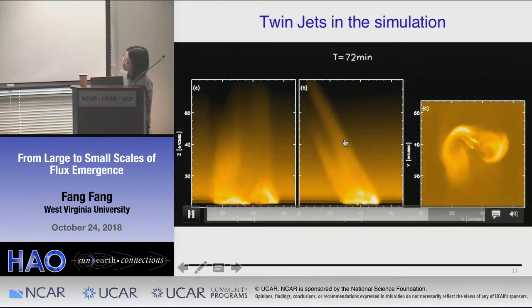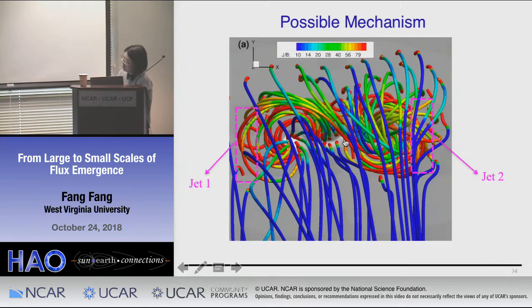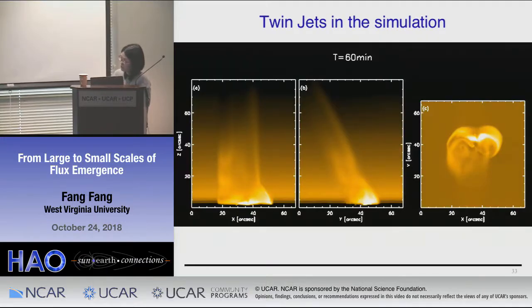So these two arms correspond to the two arms in the sigmoidal structure here, where there has been high current density, and reconnection takes place and produces the ejection of the two jet columns in the previous emission profile.